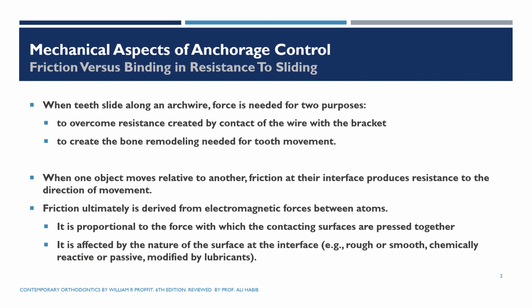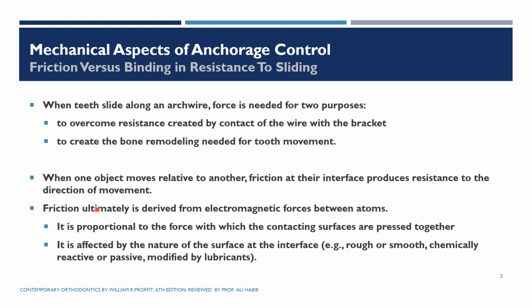When we try to slide teeth on a wire, like if you want to retract a canine in extraction cases, you need enough force to overcome, first, the resistance to induce remodeling in the periodontium around the teeth to allow them to move, and second, the resistance within the bracket between the wire and the bracket. So when we try to move the canine, we expect to have friction at the interface, which creates resistance to the direction of movement.